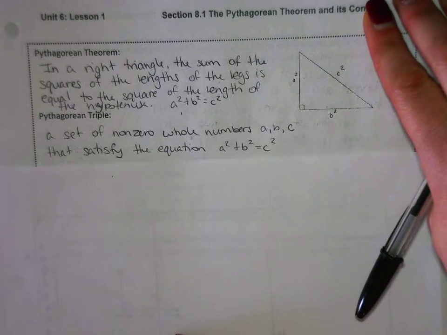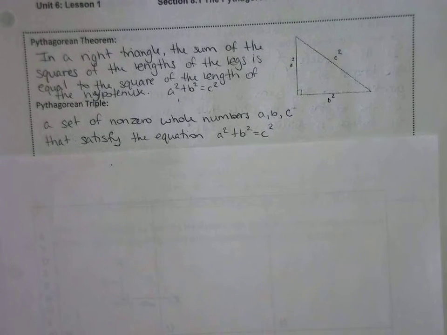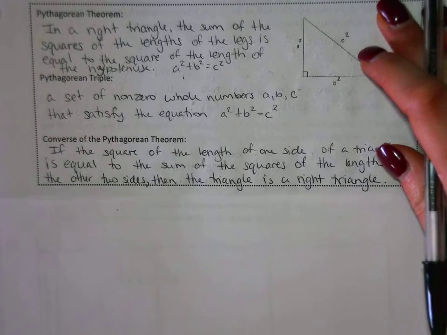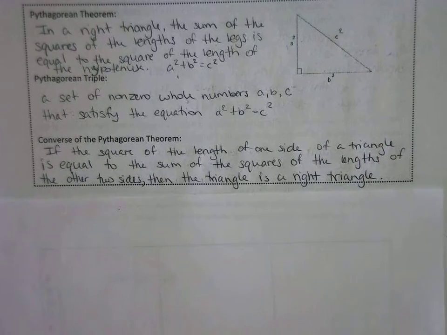A Pythagorean triple is a set of non-zero whole numbers a, b, and c that satisfy the equation a squared plus b squared equals c squared. The converse of the Pythagorean theorem is: if the square of the length of one side of a triangle is equal to the sum of the squares of the lengths of the other two sides, then the triangle is a right triangle.